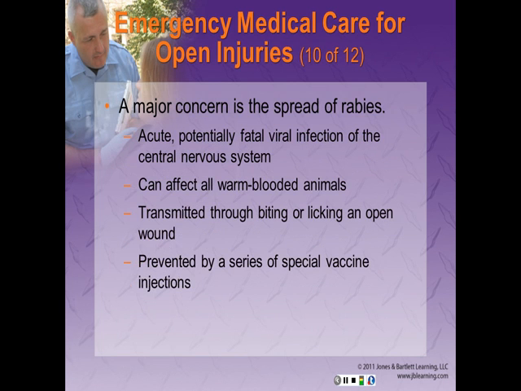A major concern is the spread of rabies, an acute, potentially fatal viral infection of the central nervous system that can affect all warm-blooded animals. The virus is in the saliva of a rabid or infected animal and is transmitted through biting or licking an open wound. Infection can be prevented only by a series of special vaccine injections.